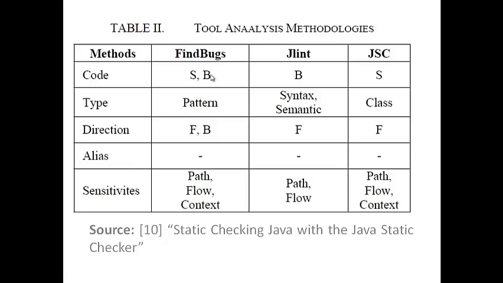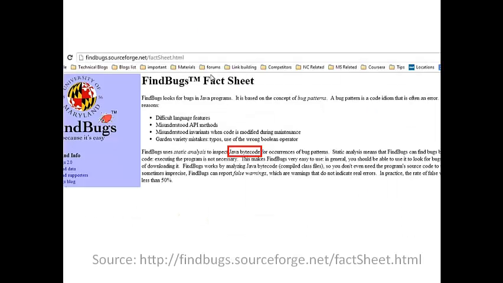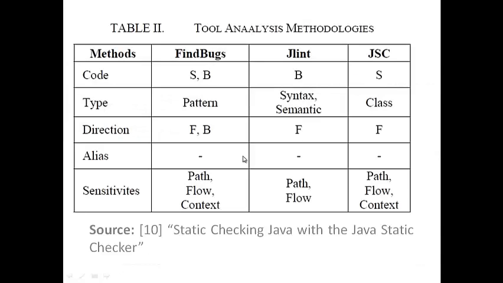It is said in this paper that FindBugs does both source code and binary code analysis. However, my verification on the official website for FindBugs shows that FindBugs is completely based on bytecode analysis, while JLint is based on bytecode analysis and JSC is based on source code analysis.